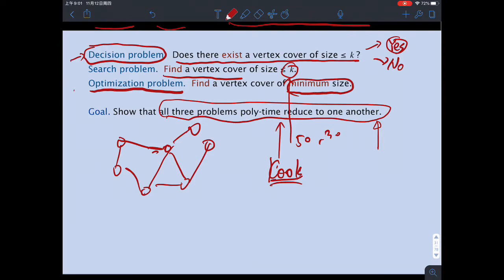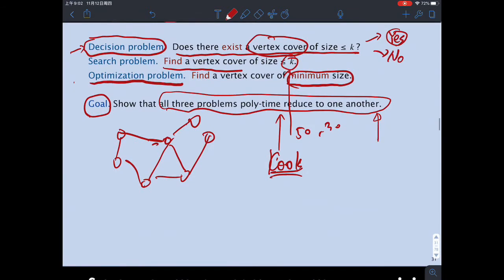Because it turns out that in case you are able to understand the structure of the decision problem, then you are able to understand the structure of the rest of the two problems, right? So our next task is to show that all these three problems are polynomial time reducible to each other, and we use vertex cover as an example. But in general, this kind of reduction remains true for any specific instance. All right.